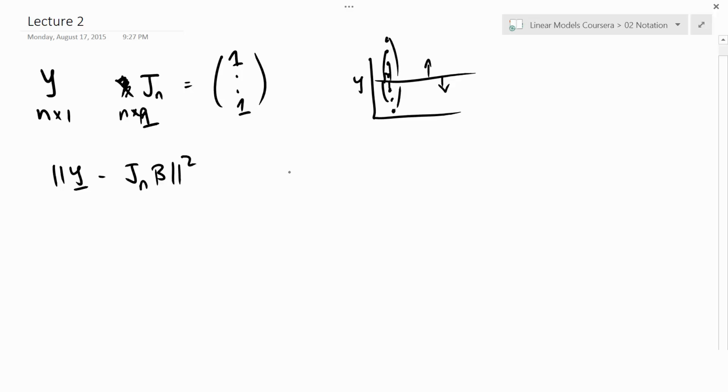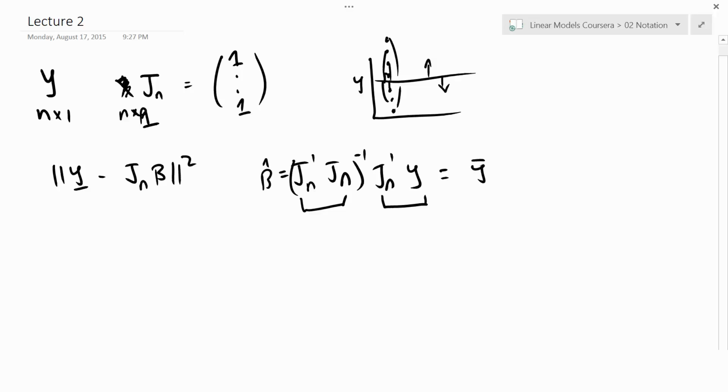And we found that the minimizer of that would satisfy beta hat equal to (J_n transpose J_n) inverse J_n transpose times y. Now, a vector of 1s transposed times our vector y is just the sum of the elements of y. A vector of 1s transposed times a vector of 1s is just a sum of n 1s, which is n, so the inverse of that is 1 over n. So this quantity is the average of the elements of y, or y bar, the scalar y bar.